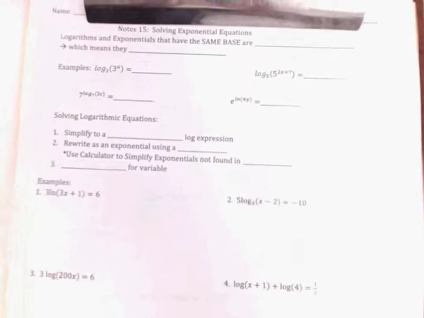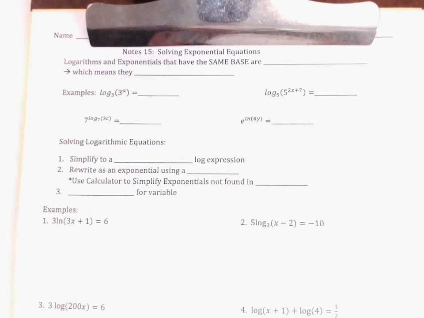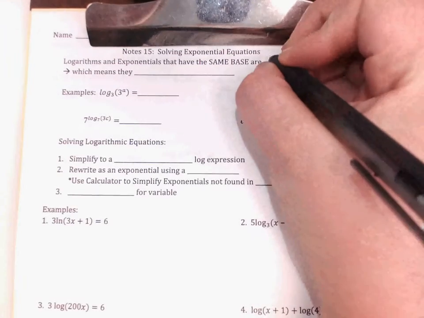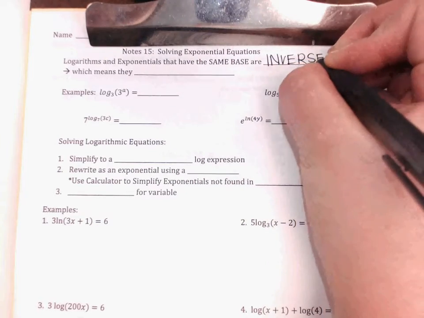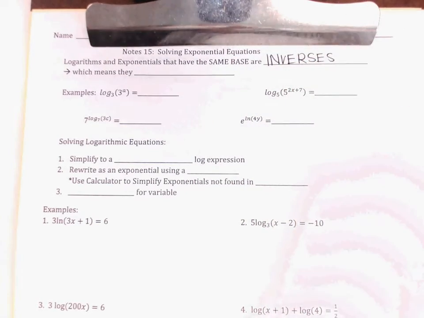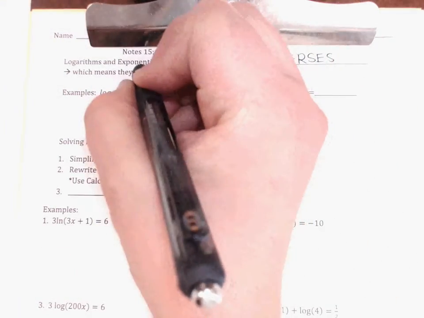Kind of sort of new, but not really. Okay, logs and exponentials, they're inverses. That's what goes in the blank here. Okay, and then inverses, when you apply them to each other, they cancel out.